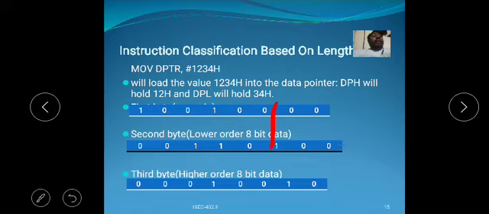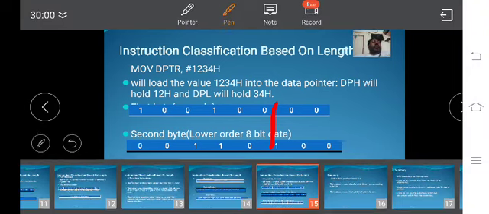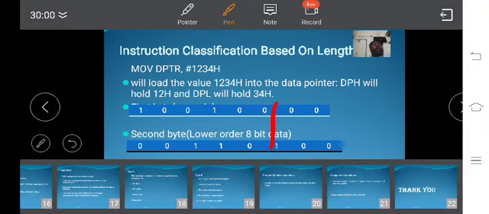The data pointer high register will hold the 12H and the lower order data pointer will hold the 34H. The first byte is 10010000. The second byte is the lower order 8-bit data. The third byte is the higher order 8-bit data.